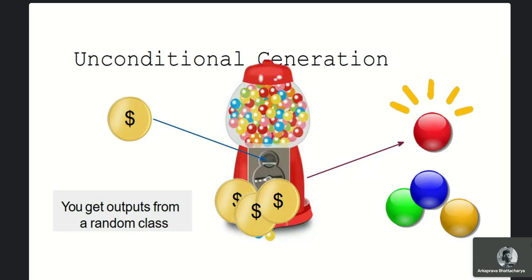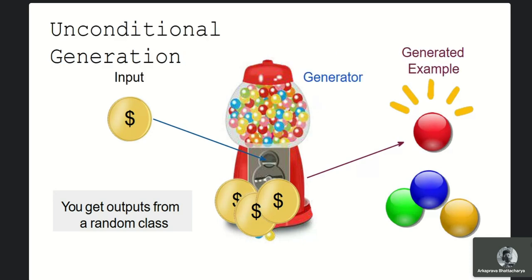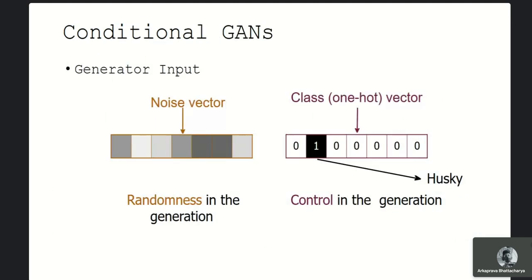And suppose you want only a red colored ball, every time you have to input a coin, spin it, and maybe by chance you may get a red colored ball, or again you have to repeat the process. Similar is the case with our GANs. In our GANs, the generator may produce an example of any random class. We cannot say that generator, you produce this particular class. If we do not guide it, it may do unconditional generation, and it may produce images of any random class.